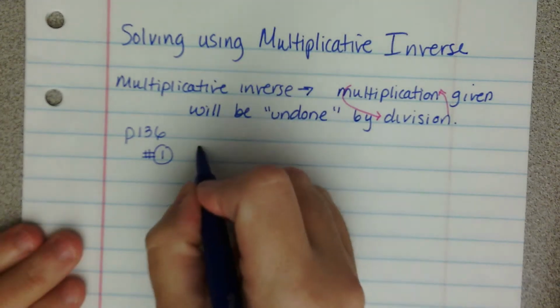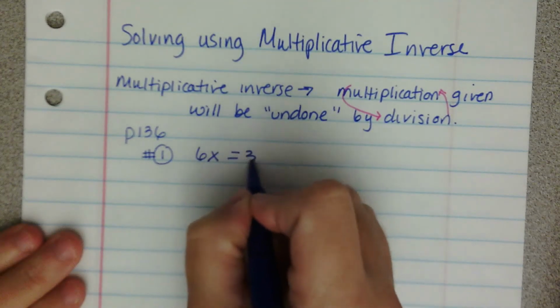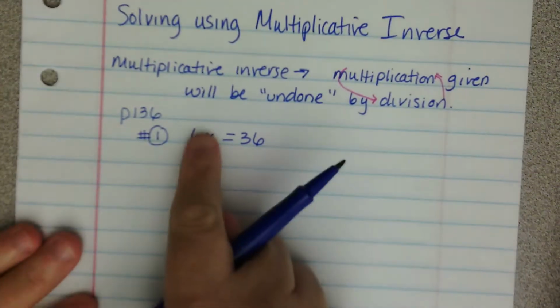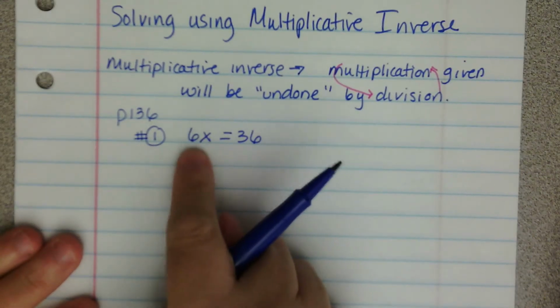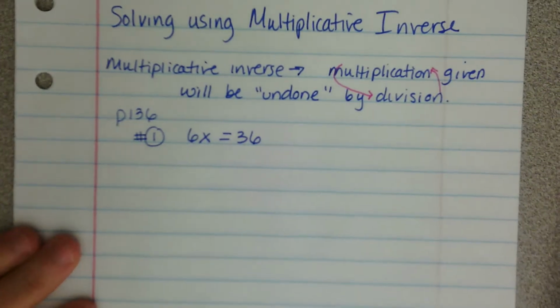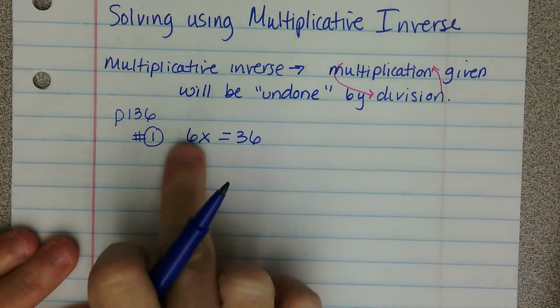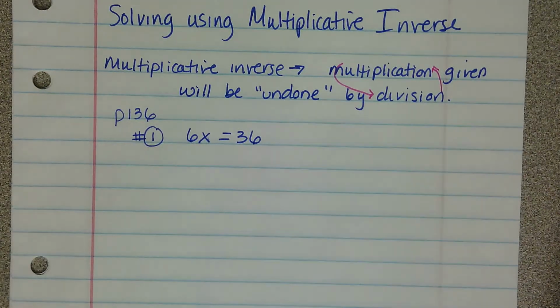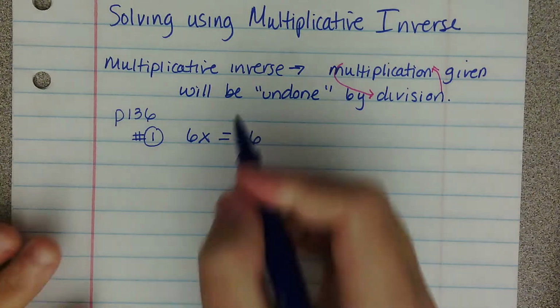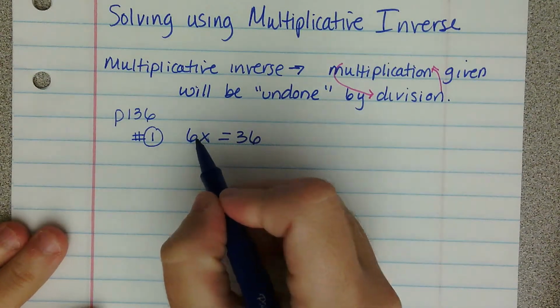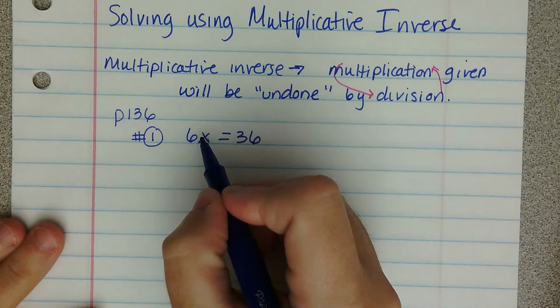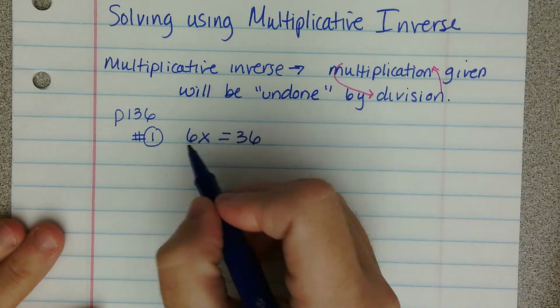Number 1 in the book says 6x equals 36. Now, the operation between the 6 and the x is multiplication, and I know that because there's no other sign there. There's no plus, there's no minus, there's no fraction. So when there's a number right next to a variable, that indicates multiplication. Now, I need to get x by itself, and in order for me to solve for x, I have to get rid of the 6 by dividing.